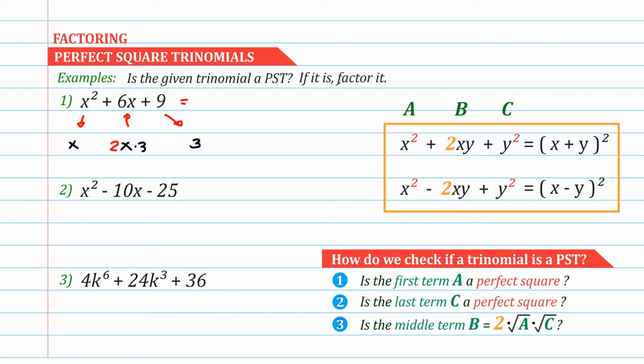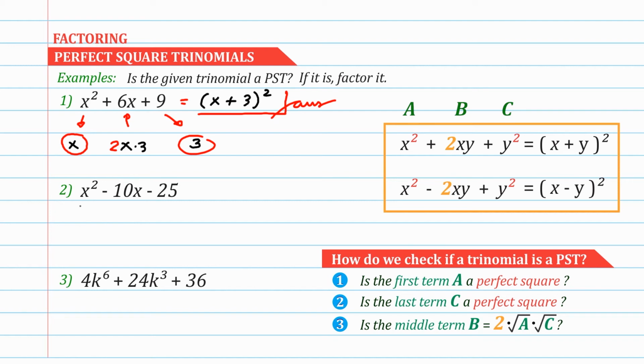If it is according to this direction, factor it. So, anong factor nito? Actually, halos tapos na. Use this, and we're done. Meaning, x, copy that, plus 3, and then squared. That is the factor, or that are the factors of this perfect square trinomial. Okay, how about our problem number 2? How do we check if its trinomial is a PST? We have again our list here.